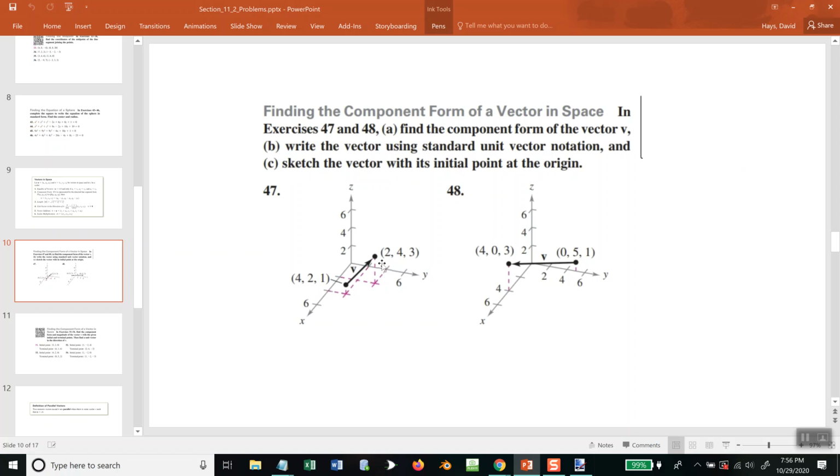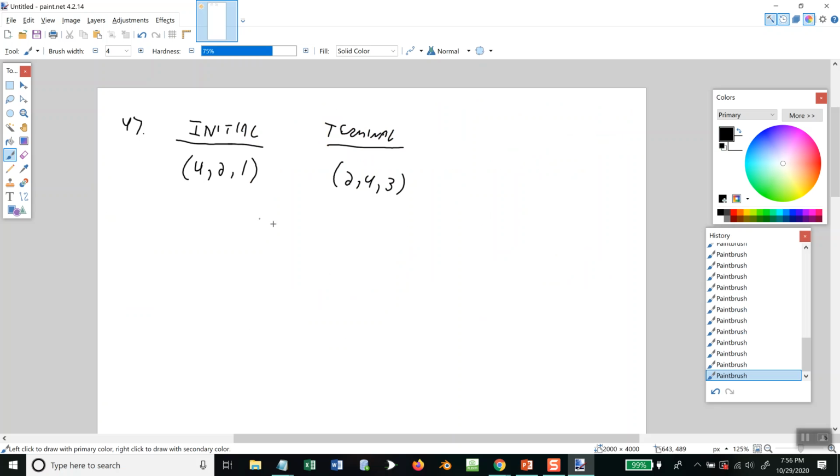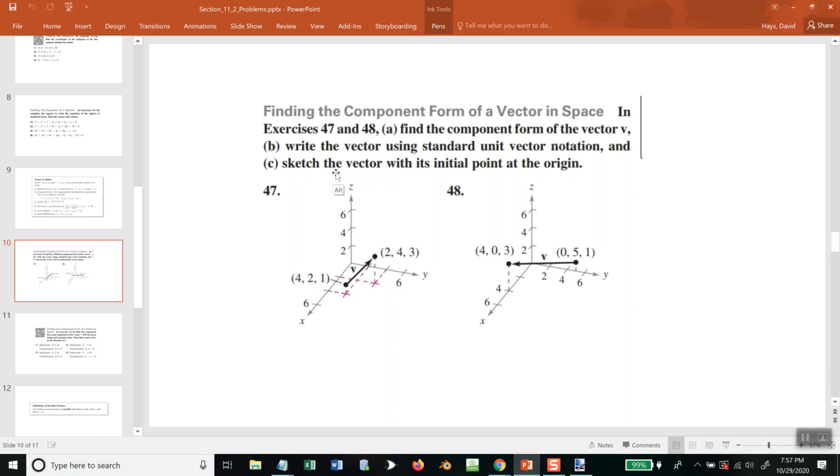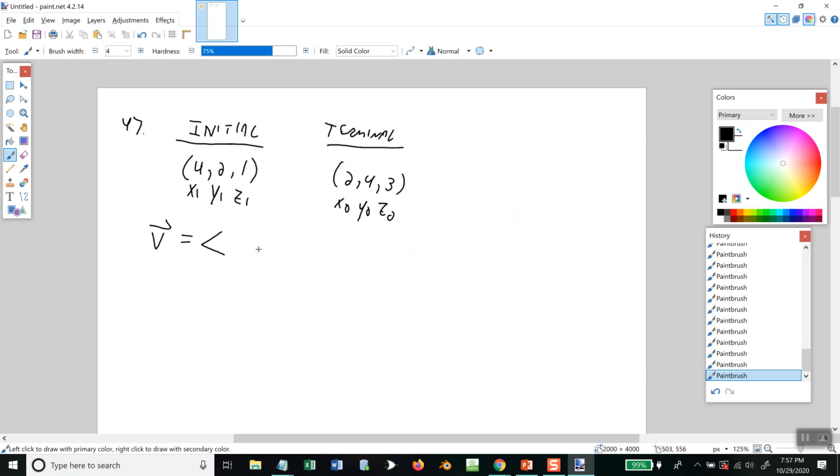Just like vectors in 2 dimensions, vectors in 3 dimensions have a little arrow indicating the direction, so you can see which one's your initial and which one's your terminal. Now it says to find the component form of the vector v. So this is my x1, y1, z1, x2, y2, z2. We're going to subtract our x's, specifically terminal minus initial. So that's x2 minus x1, y2 minus y1, z2 minus z1.